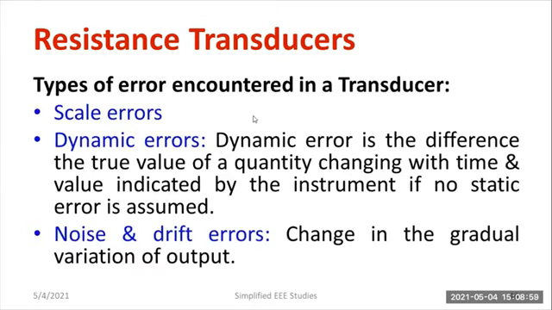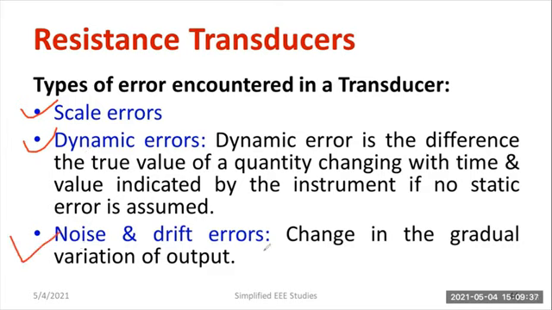What are the major errors encountered in this kind of transducer? Normally, scale errors, because the scale is non-uniform. Moreover, accuracy is another issue. Then dynamic errors. What do you mean by dynamic errors? Dynamic error is the difference between the true value of the quantity changing with respect to time and the value indicated by the instrument if no static error is assumed. Okay. So there is a reference value and an actual value. That difference is referred to as dynamic error.